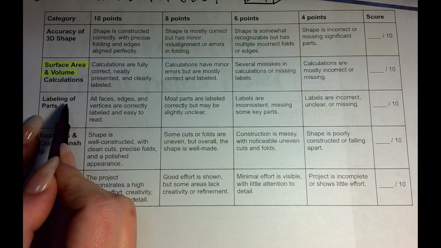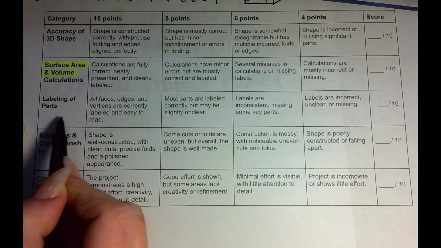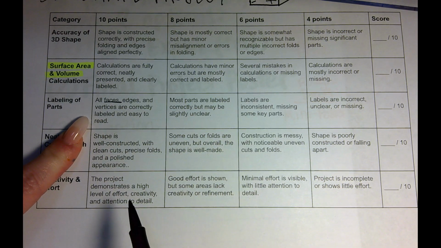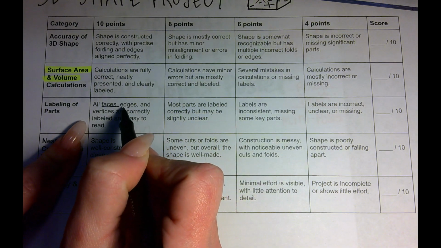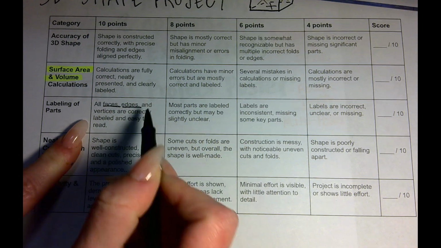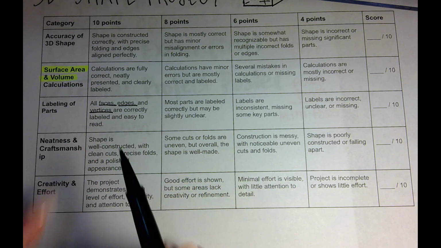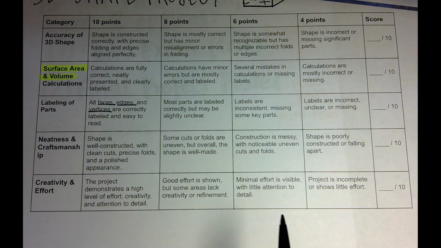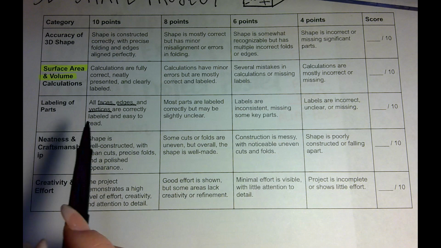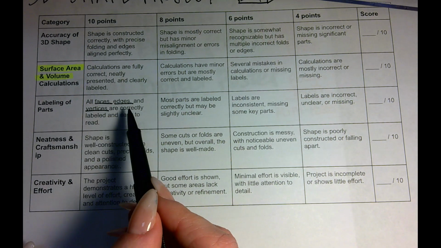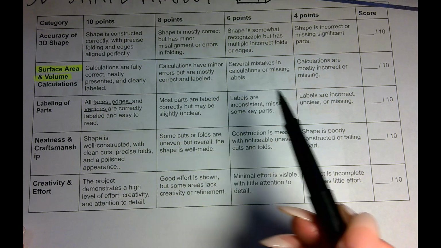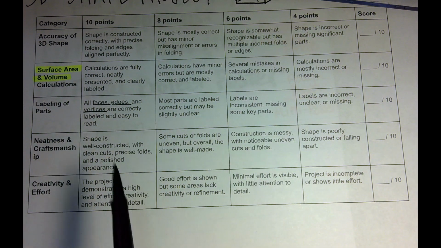The next thing that you will need to label is all of the parts, such as the faces, and I will explain what all of these mean, the edges, and the vertices. So, 3 things that need to be labeled. Again, I will tell you what all these words mean once we've gone through the rubric. To get all 10 points, you label all of them. If you don't label all of them, your points will slowly drop the less you label.